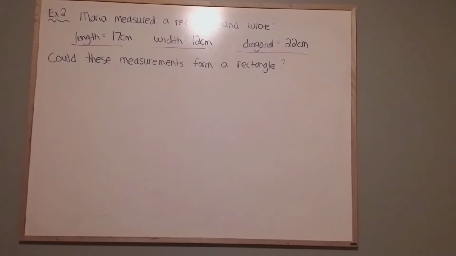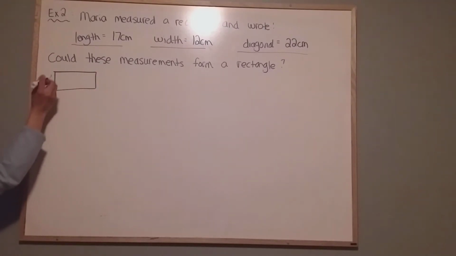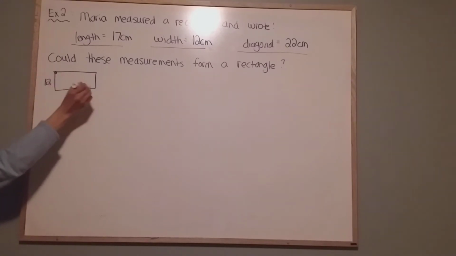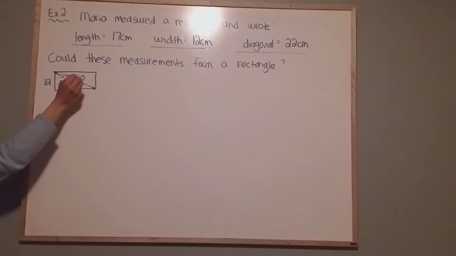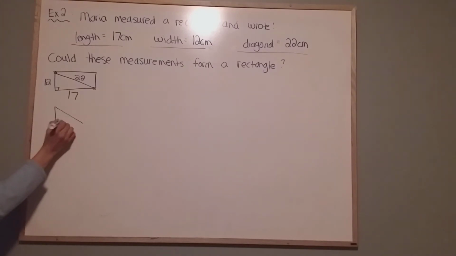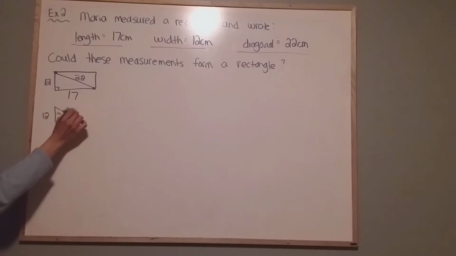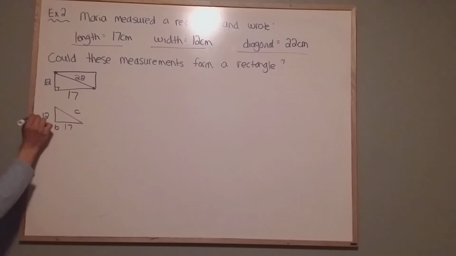So our first step is to draw our rectangle, which is 17 by 12, and they're saying the diagonal from here to here is 22. Remember, this forms 90 degrees, and that makes our right triangle. So from this rectangle, I'm going to take out my triangle, and I'm going to pretend I don't know what C is equal to. I know this is my B, and I know this is my A. I'm going to calculate my C.